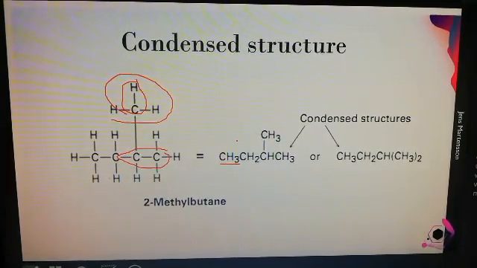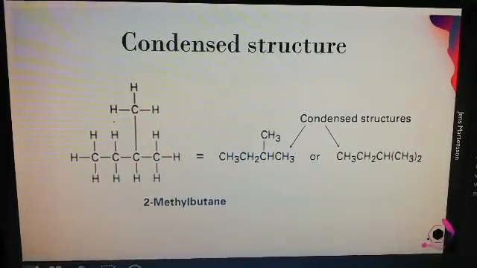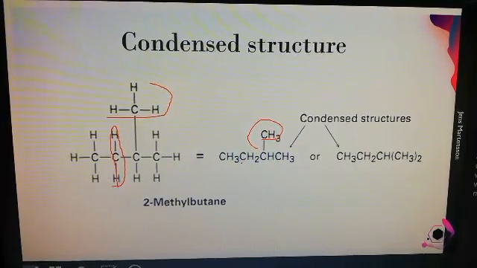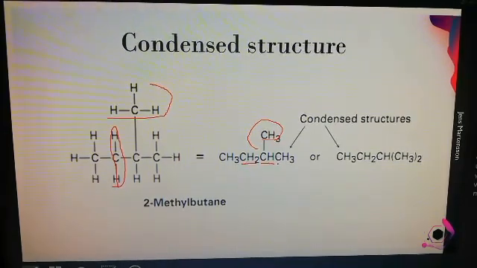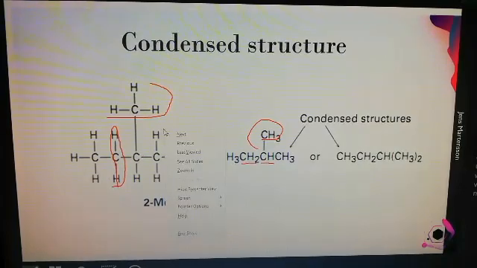So, if a carbon has three hydrogens bonded to it, we would write CH3. Okay? Pag dalawa namang hydrogen ang nakabond doon, we would write CH2. Okay? And kung isa lang naman, we would write CH, and so on and so forth. So, the compound called 2-methylbutane, for example, is written like this. Okay?